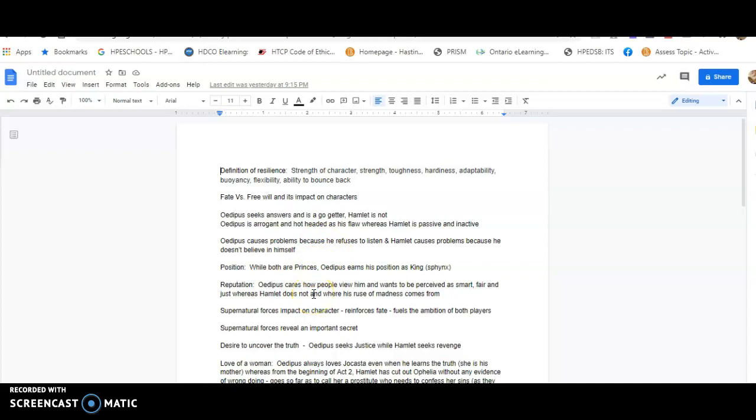Reputation: Oedipus cares how people view him, whereas Hamlet does not. The impact of supernatural forces and the desire to uncover the truth: Oedipus seeks justice for what has happened to the king, and then as well for himself, and Hamlet just seeks revenge for the death of his father. I think it's also important to consider how they treat the characters around them. Oedipus loves Jocasta even though he realizes the truth, and Hamlet cuts out Ophelia even though she has done nothing to not support him. So these were just some of the characteristics of each of the characters that I was looking at.